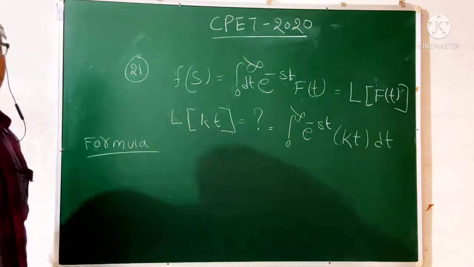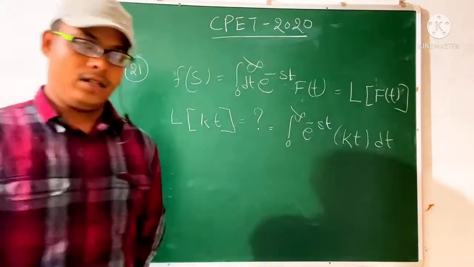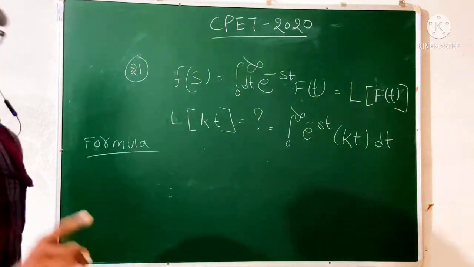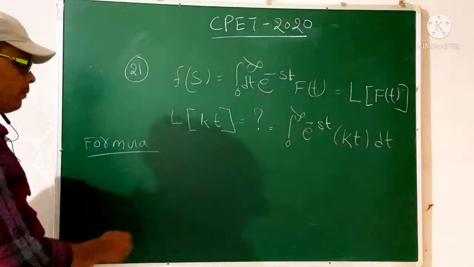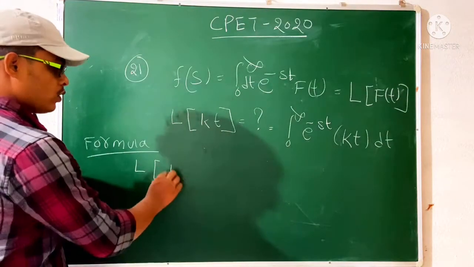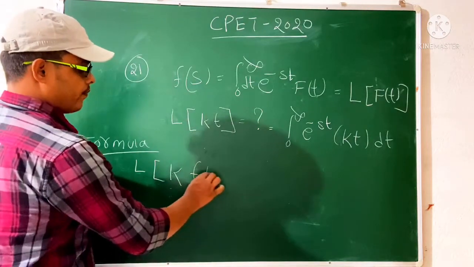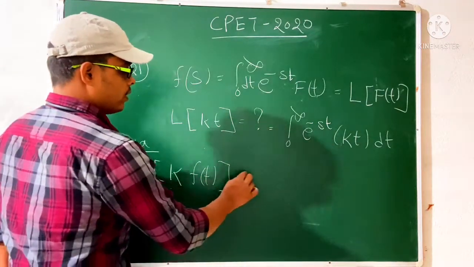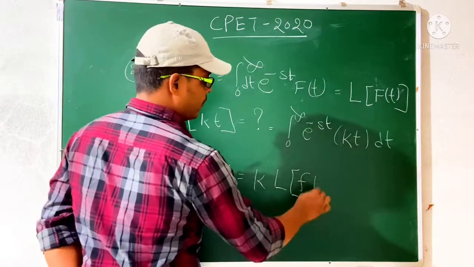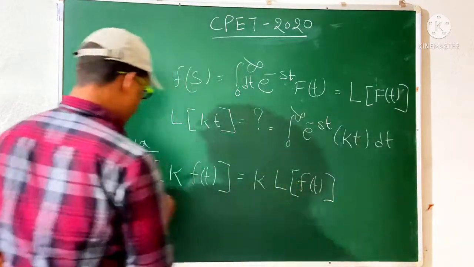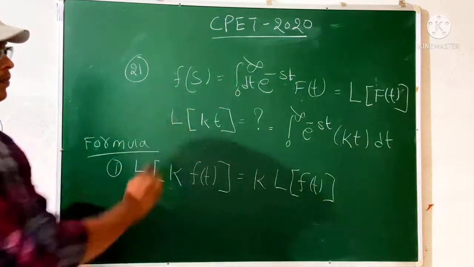If you have time, then do the integration. But another technique is there, which we can calculate in 1 second. So remember, Laplace transform of some constant times f of t is nothing but that constant will be outside, then Laplace transform of f of t. So this is one formula we will use here.